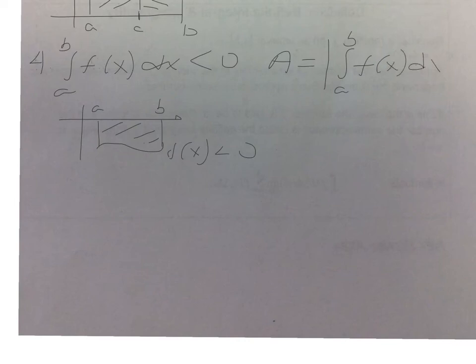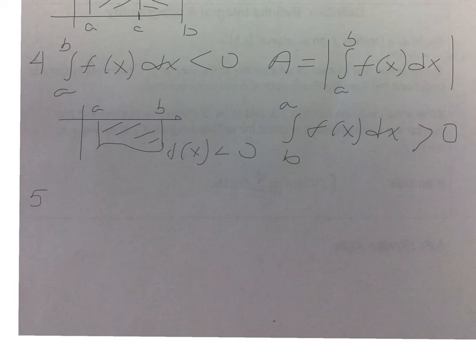of f of x dx. Now, I can also ask you what's going to be the integral from b to a of f of x dx. Since now the function is negative and the delta x is negative since we're moving backwards, in this case, the final answer should be positive.